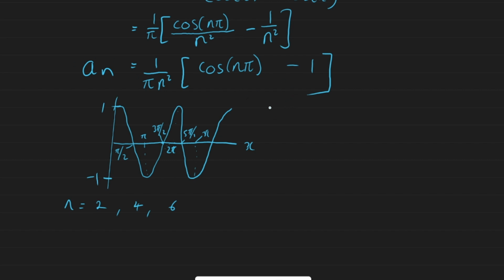It's the same thing if we substitute 4. If we have cos of 4 pi, we're going to get 1 again. So that's 4 pi here. So 1 minus 1 is 0. So we see that we get 0 for even numbers. So an is equal to 0 for even numbers. Now we try odd numbers.